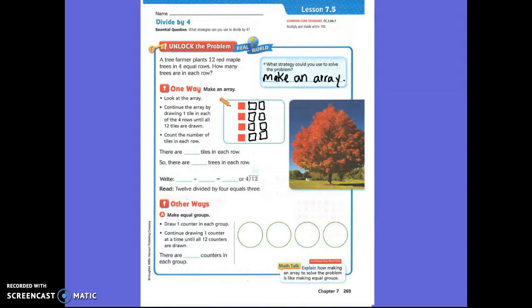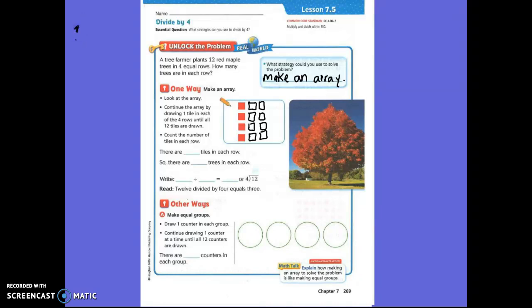3. How many tiles were in each of the rows? 4. 3. 2. Counting the red ones. You have to count the red ones, guys, because those are tiles. Okay, let's read this. I think you guys are forgetting what are rows and what is in each row.